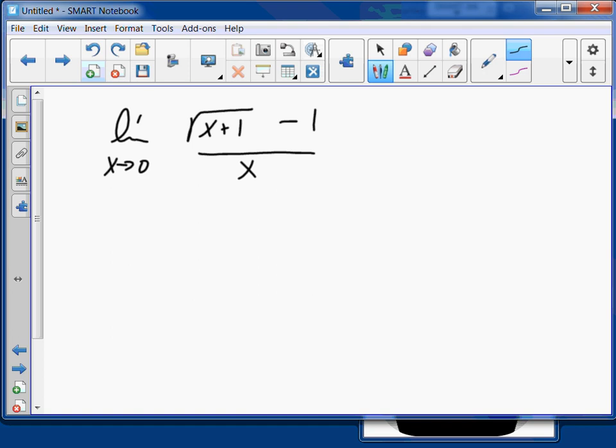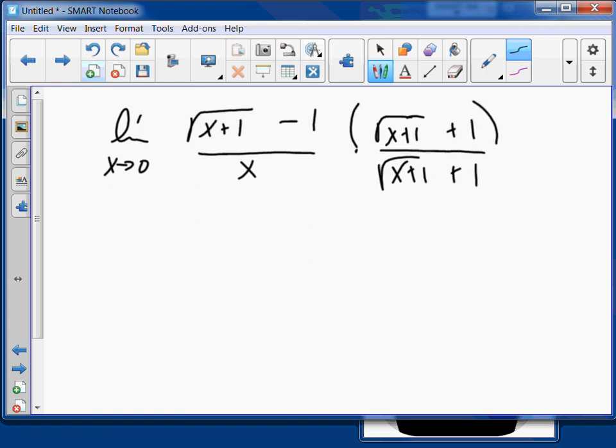Now, can we factor this? No. This is not a factorable problem. But this type of problem, you will find we can take care of it by using a conjugate. Does everybody remember what a conjugate is? If it's a plus b, you have a minus b. Okay, so what we're going to do is multiply both the numerator and denominator of this fraction by the square root of x plus 1 plus 1. Something magical happens.